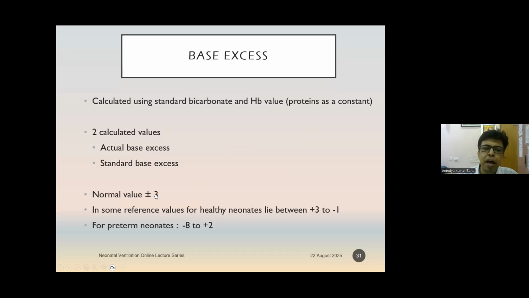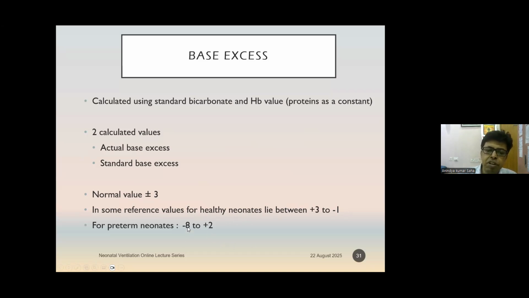So it can be plus 3 to 6, or it can be less than the total buffer base, like less than 48, in the form of 45 or 44, then it will show a negative value. So it will be either base excess minus 3, or we can call it base deficit. The normal value is minus 3 to plus 3, but in some reference books it has also been told that in a healthy neonate it should be between minus 1 to plus 3.